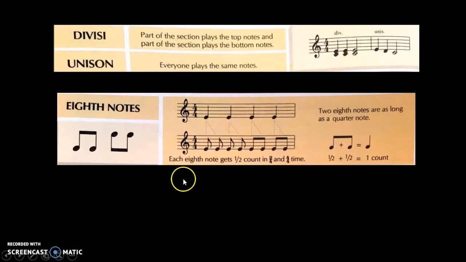Here's a breakdown of eighth notes. Now, in a measure of 4-4, we have four beats. 1, 2, 3, 4. And this example shows four quarter notes. Now, if we think about eighth notes, we're splitting these quarter notes in half evenly. And then we have two eighth notes in each beat. 1, 2, 3, 4, 5, 6, 7, 8. So that would be 8 eighth notes in a measure of 4-4.